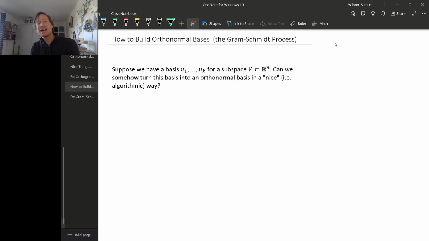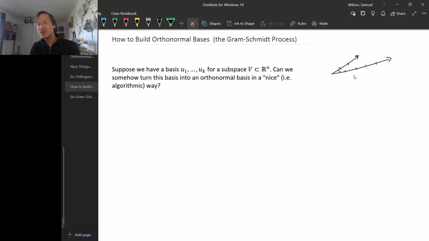So it would be nice if we had some way to start with a regular basis, any old basis, and turn it into an orthonormal basis. Just in R2, suppose we had a basis like this, and these vectors aren't unit length. This is a basis because these two are linearly independent, but first of all, they're too long, and second of all, the angle between them isn't 90 degrees. So what could we do to make them orthonormal?